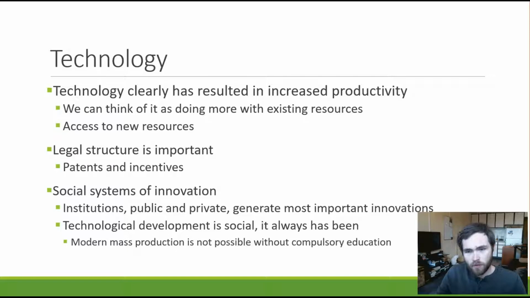Taking a bit more broad view, modern mass production wouldn't be possible without compulsory education, which is a social policy in many ways, right? And so we have to set up the preconditions that would allow certain technological advancements to be useful, right? So if you have all of the machinery to construct an assembly line, that does you little good if all of the available workers are unable to do basic math or read to work on your assembly line. And so these social systems become very important.